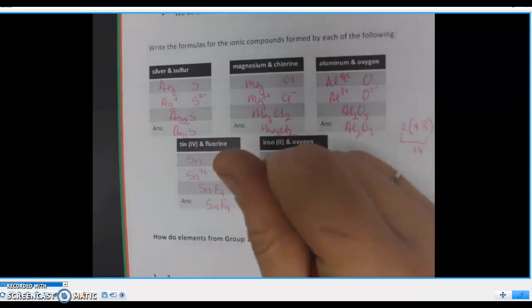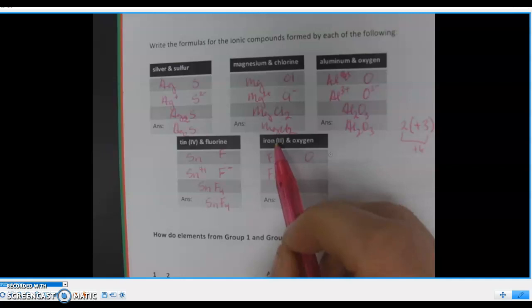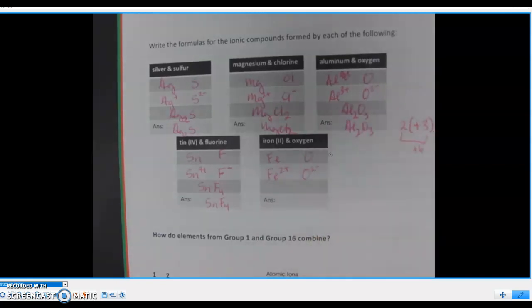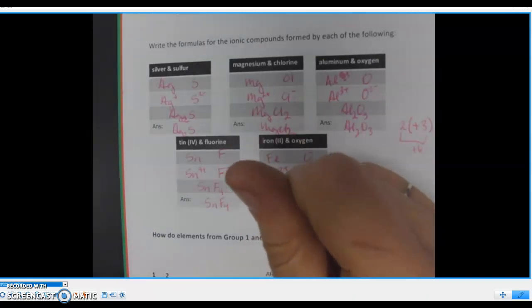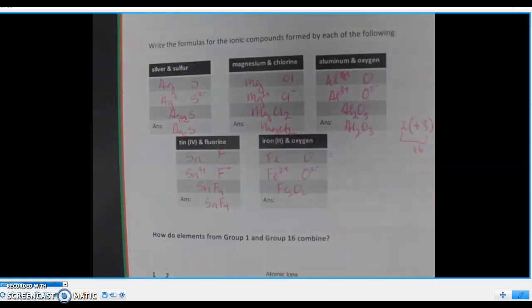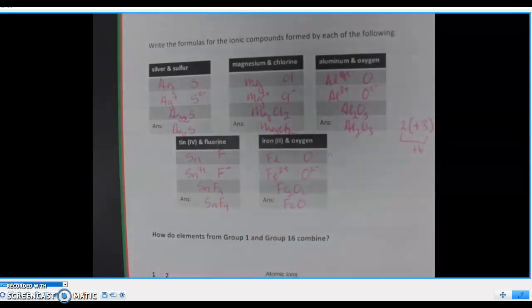Iron and oxygen. Iron 2+. I only know that because it's in the name. I know it's a metal, I know it's going to be a cation that loses, and the 2 tells me the charge. And then oxygen, a nonmetal, group 16. So then I would crisscross the charges for the subscript, but this is again an example where we can reduce down. So that'd be our iron 2 oxide.